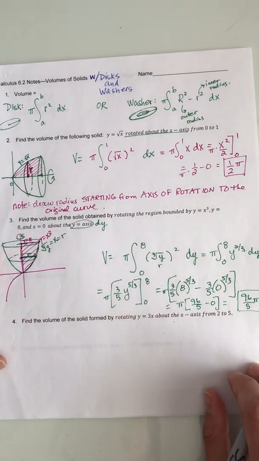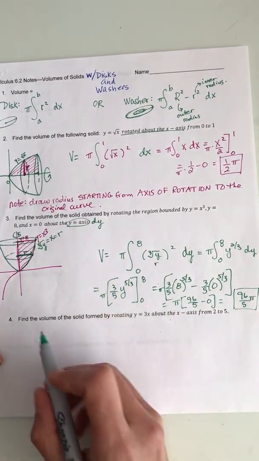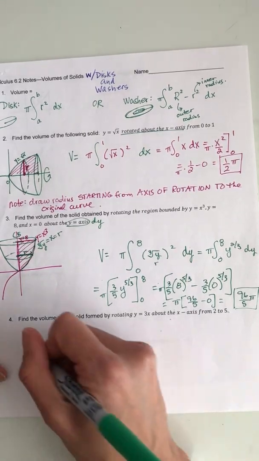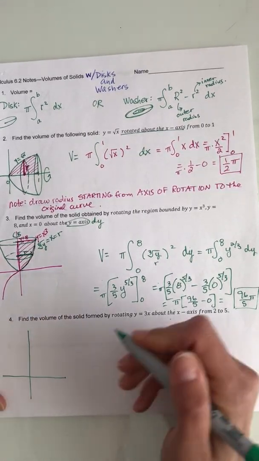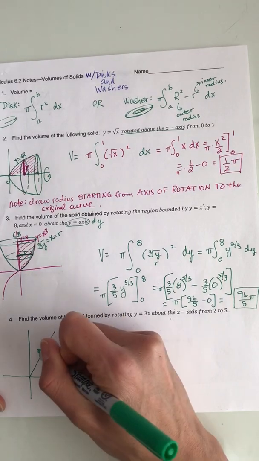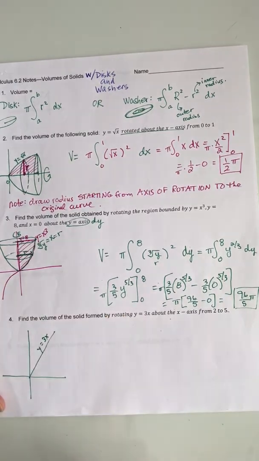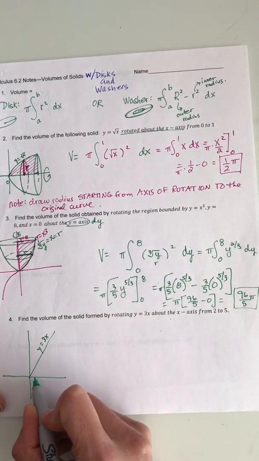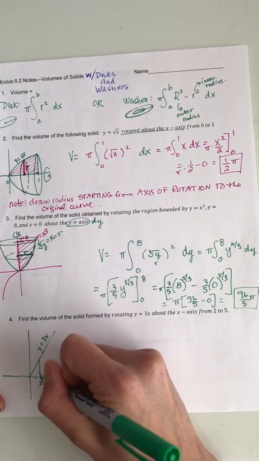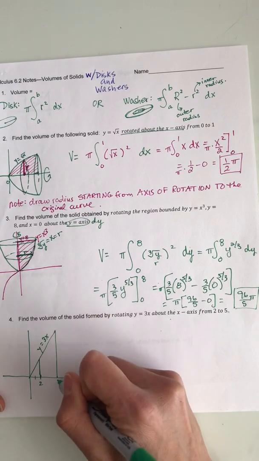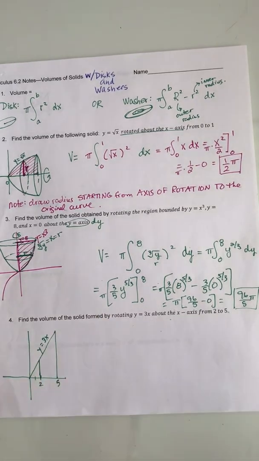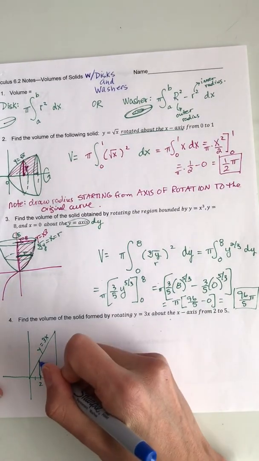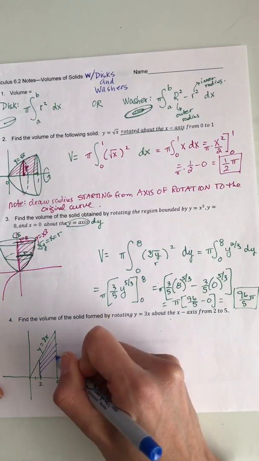Let's do another one. It says find the volume of the solid formed by rotating y equals 3x. So y equals 3x looks like that. It's just a straight line. About the x-axis from 2 to 5. So from 2, draw vertical, to 5. So the region we are rotating is not the full triangle. We are only rotating this much.